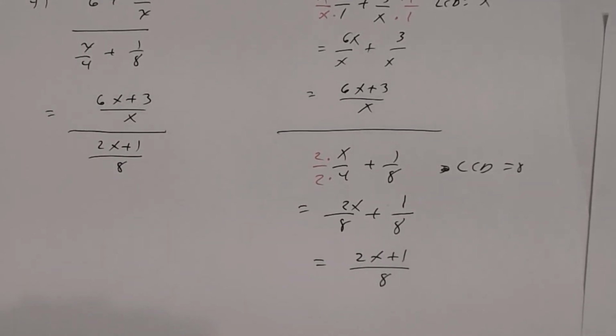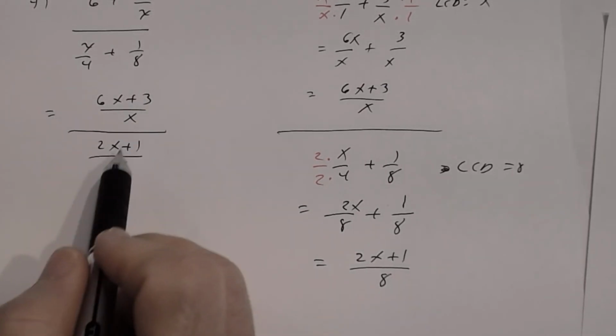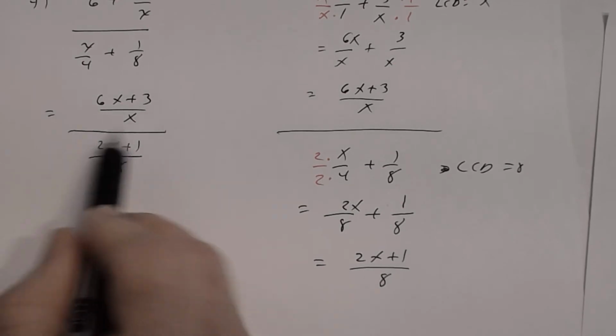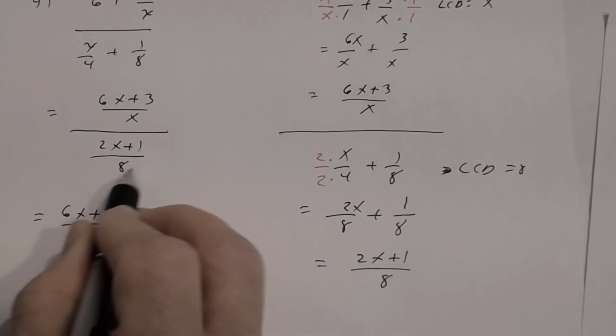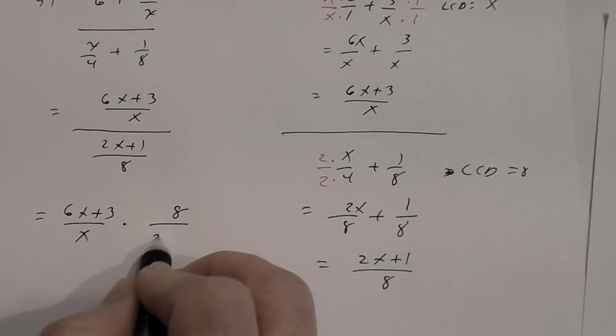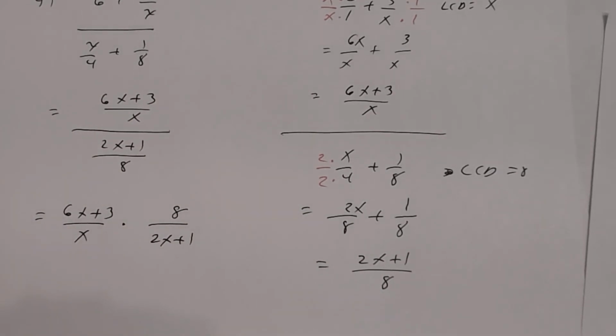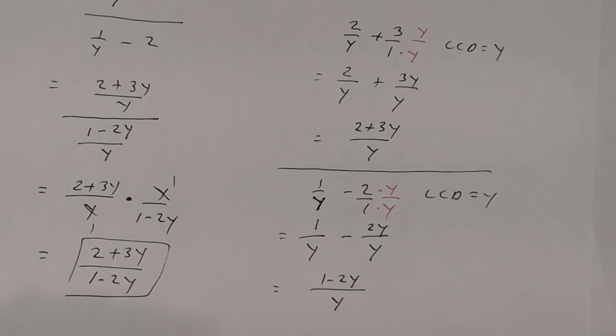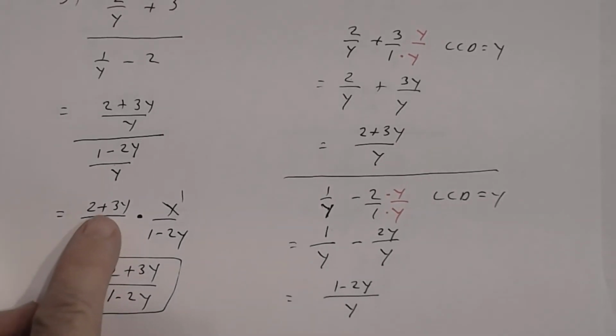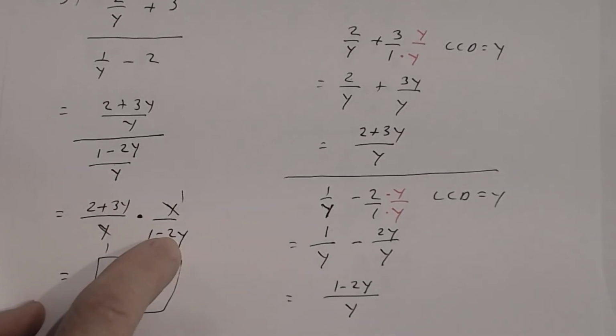Now, step 2 says once you have one fraction divided by one fraction, you change this to a multiplication problem. So this becomes 6x plus 3 divided by x times the reciprocal of this, 8 divided by 2x plus 1. Now, the next part is to reduce, but before we reduce, notice I can factor out a 3 here. You need to do that. If you can factor any of your factors any further, you do that. In all the problems we've done previously, I could not do that, because the factors were already factored as far as they can be.